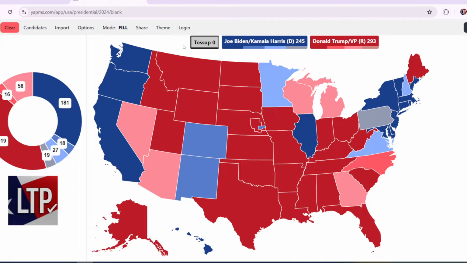So this is the finalized map. When you apply the 2020 polling error to the 2024 polls on RCP averages, Donald Trump wins with 293 electoral votes to Joe Biden's 245, sending him off to retirement. So, yet again, this is not my actual prediction, but this is what the map would look like when you apply the 2020 polling error. Let me know what states you agree with and what states you disagree with in the comment section down below.